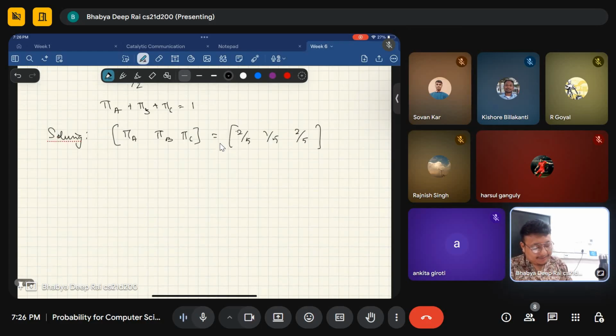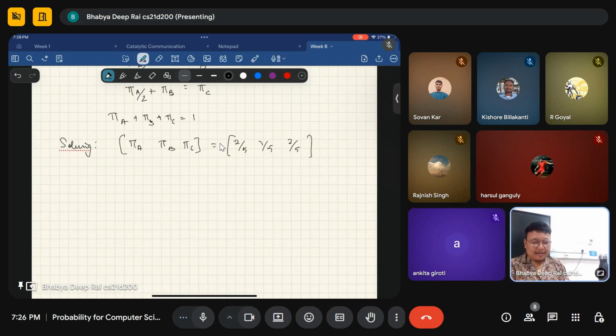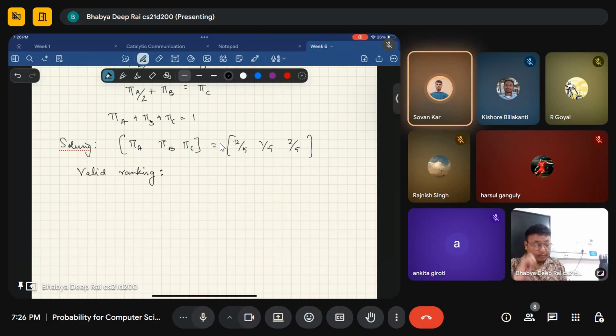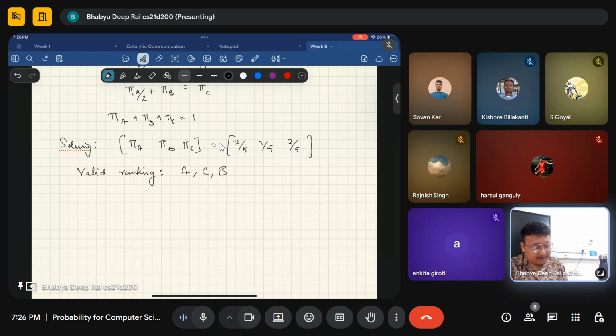So what does it mean? This is the stationary distribution. What would be a valid ranking of the pages in order of their relevance? A, C, B, or C, A, B. Yes, either A, C, B or C, A, B. But in any case, page B is a bad page. The user has a lower probability of entering that, so I keep it in a lower priority. That's what the stationary distribution tells us.